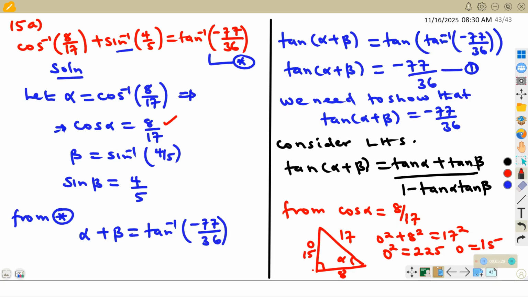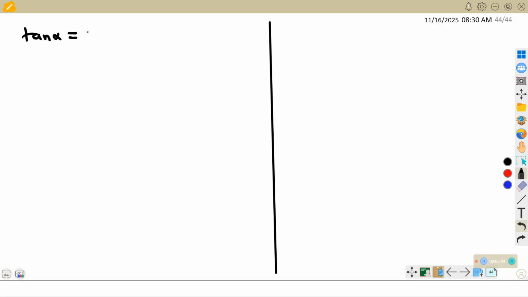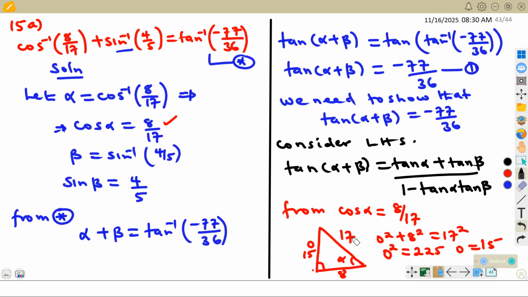If that side is 15, we can get tan of alpha. Tan of alpha will be opposite over adjacent. The opposite is 15, and the adjacent is 8. So from this same triangle, we are able to get tan of alpha.